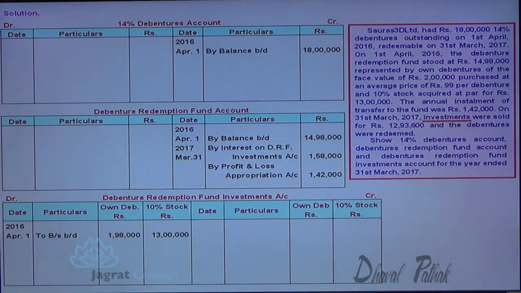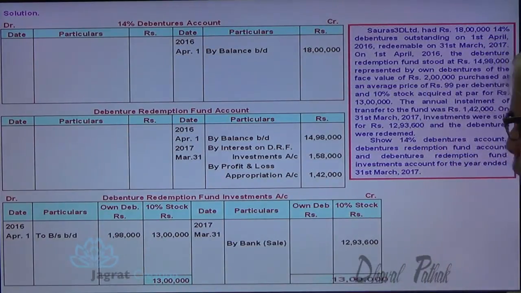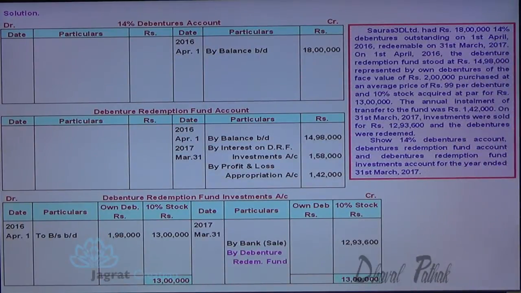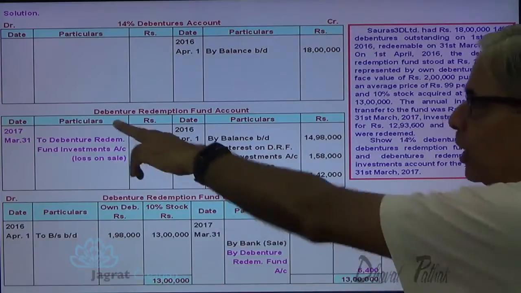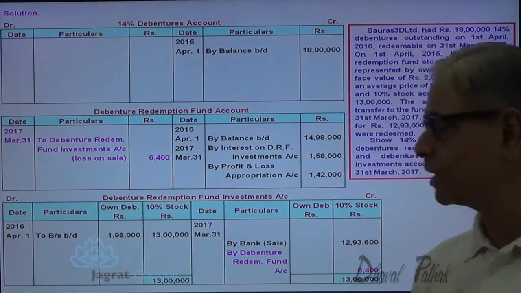Now, you should proceed with sale of investment. Bank account debit to 10% stock account credit. Now, 13 lakhs is the purchase price, this is the sales price. So, loss on sale of debenture redemption fund investment will be transferred to debenture redemption fund account. So, debenture redemption fund account is debited with 6,400, loss on sale of investment.